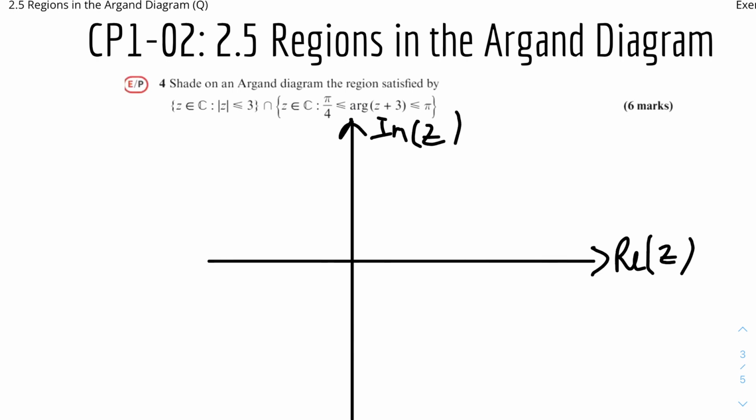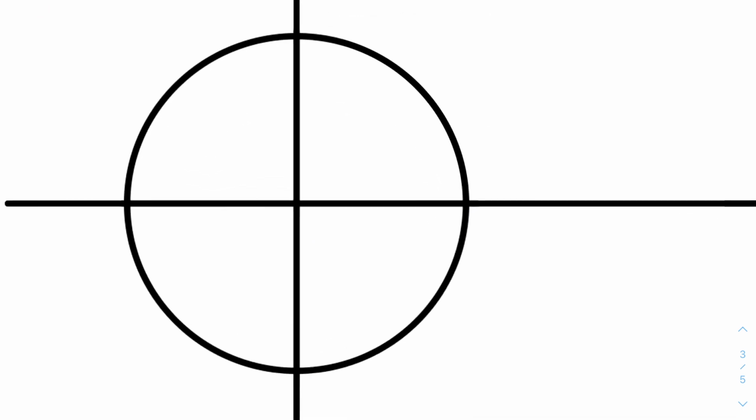So we have to draw the region where the modulus of z is less than 3. So we know that the center is at the origin, and it's 3 distance away from the origin. So let's just draw like this, like so. So this would be 3, 3, minus 3, and minus 3.